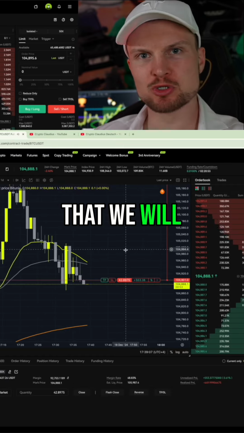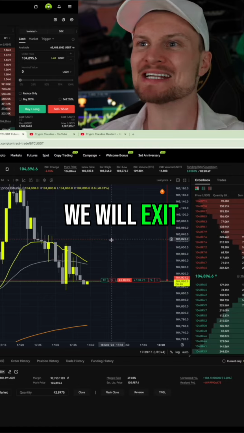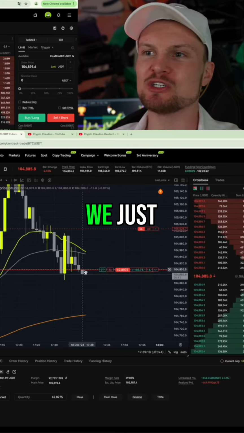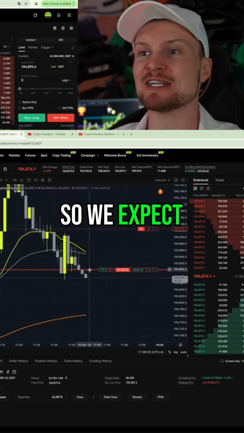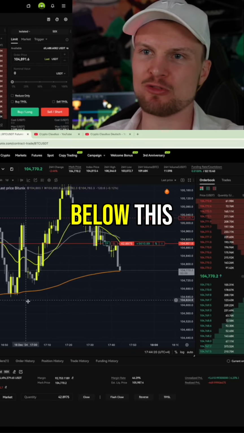Now, the first thing that we will do is set a stop loss. A stop loss is a fixed level where we will exit our trade at a fixed loss to protect our capital from further losses. We just literally enter the trade. So we expect a move down from here. So our profit target will be just slightly below these lows right here.